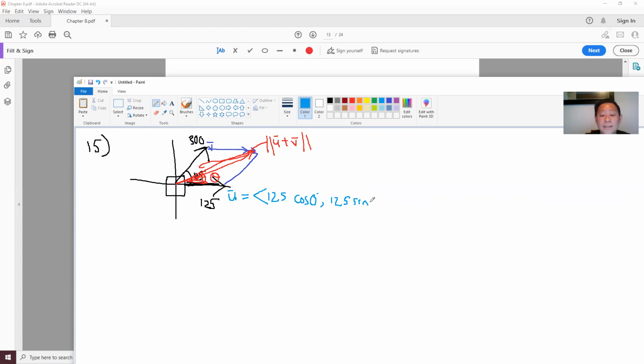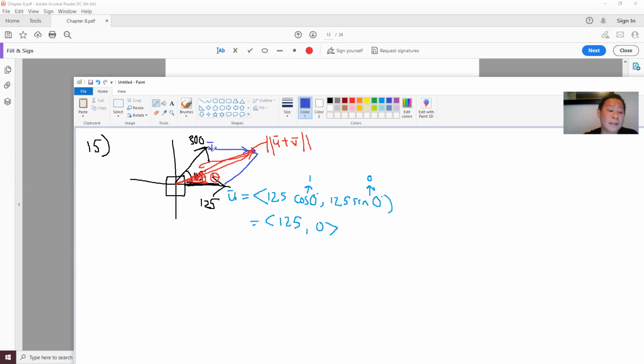Okay, so this is 0 degrees for this case, because this vector u is on the x-axis, and x-axis means your angle is 0 degrees. The 125 is the magnitude of this. So we know that cosine 0 is 1 and sine 0 is 0. So this is actually (125, 0), because 125 times 1 is 125 and 125 times 0 is 0. So this is the vector u here.